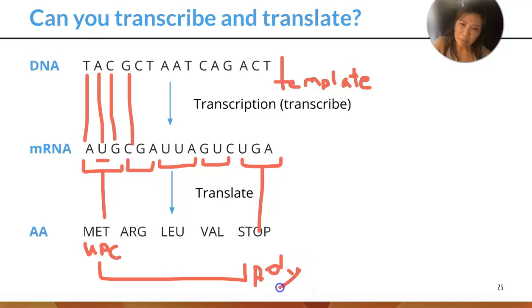Polypeptide. Oh my gosh. Sorry, you guys. Yeah, you know what I'm trying to write, right? Polypeptide. Okay.